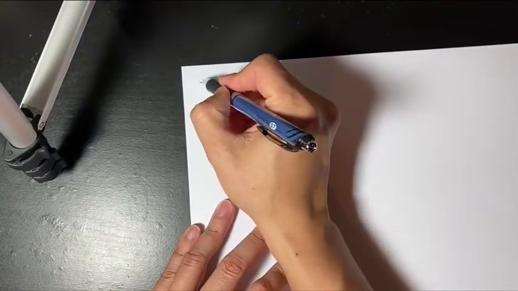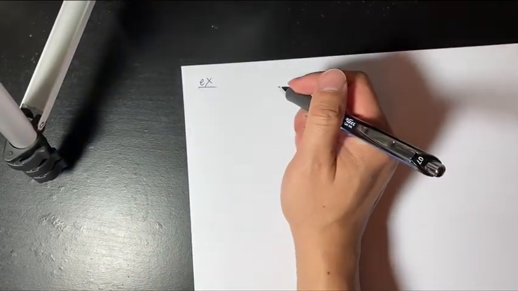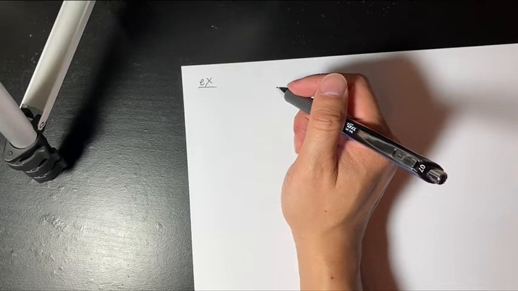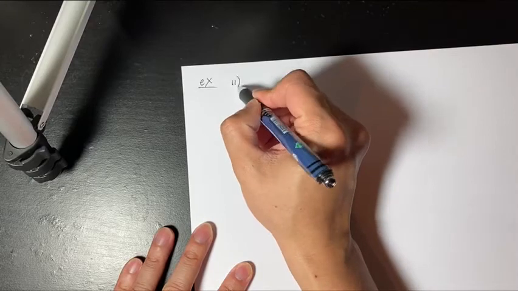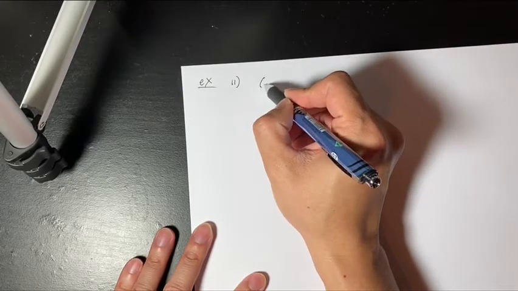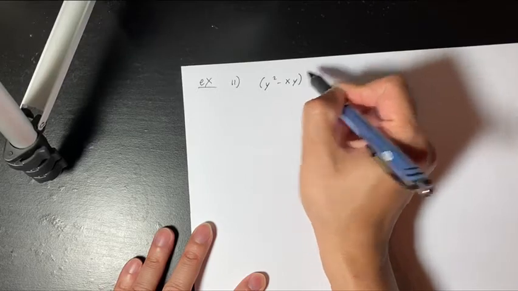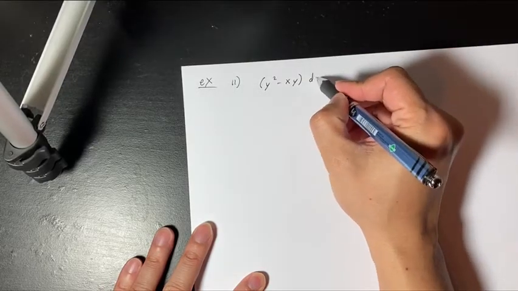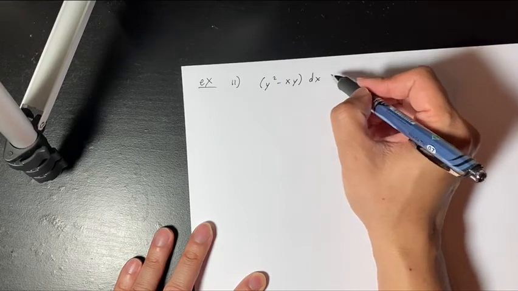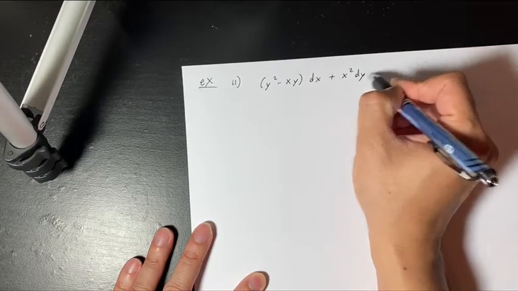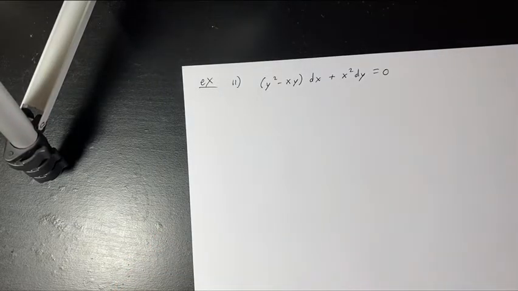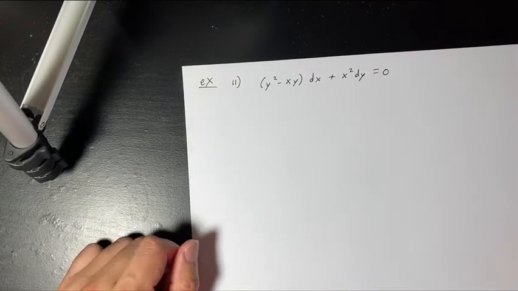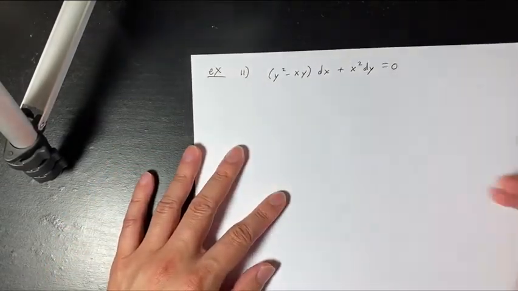Okay. So example. This is number 11 from the book. You have (y squared minus xy) dx plus x squared dy is equal to 0. And you'll see how this is homogeneous right away.